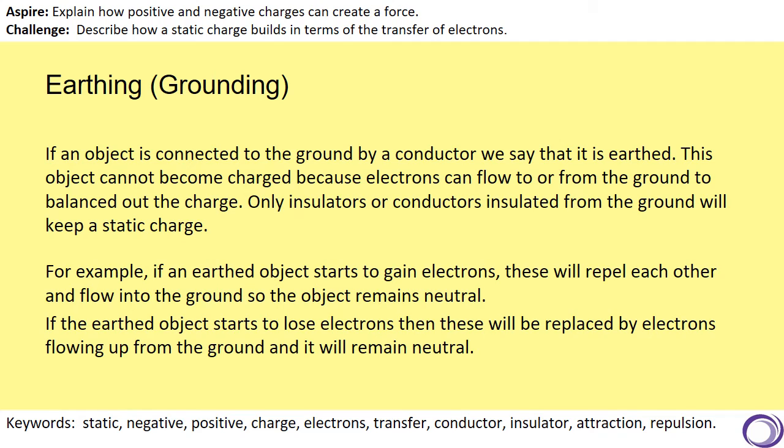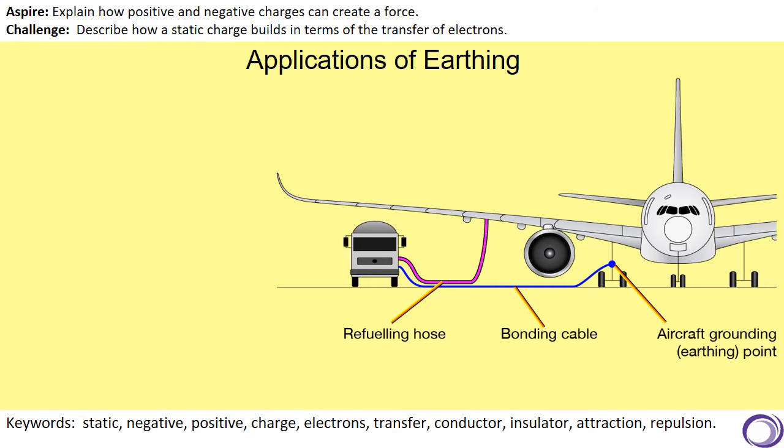So only insulators, or conductors insulated from the ground, will keep a static charge; otherwise they'll just flow to or from the earth. If an earthed object starts to gain electrons, they'll repel each other and flow to the ground, so it'll stay neutral. If the earthed object starts to lose electrons, then they'll be replaced by electrons flowing up from the ground. So earthing a material is a good way of stopping it charging up, and that's quite important in a lot of instances where safety is an issue, where we need to stop static electricity, otherwise we could potentially have a spark and an explosion.